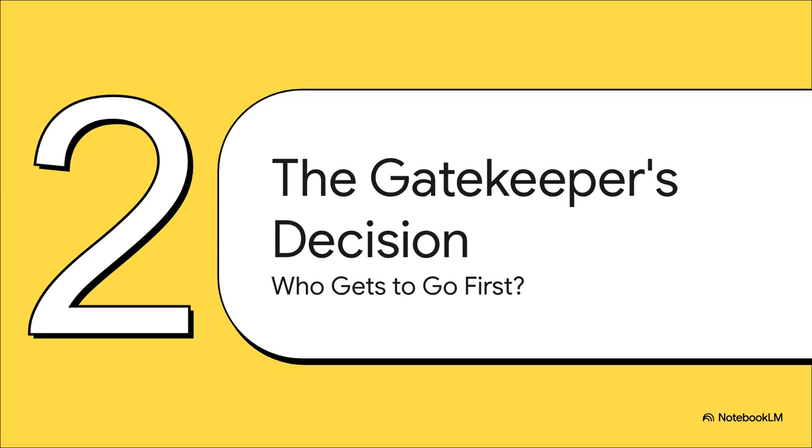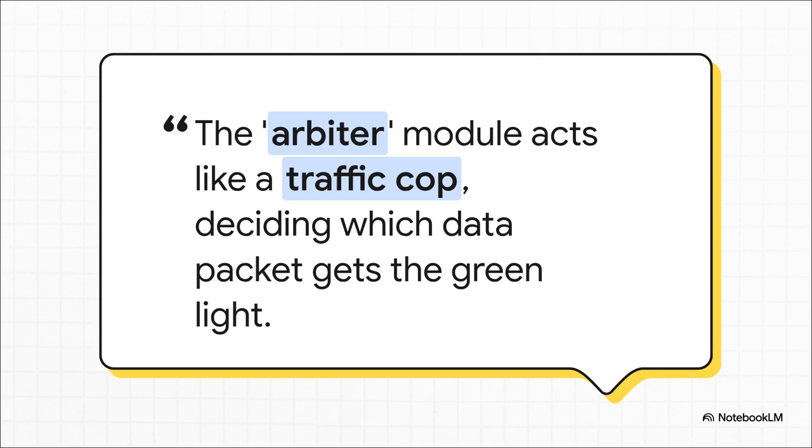All right, so our packet has basically raised its hand. But it can't just merge onto the superhighway whenever it wants. Come on, that would be chaos. Just like any busy intersection, there's gotta be a system to manage the flow of traffic. It first needs to get permission from the gatekeeper. And this gatekeeper is a piece of logic called the arbiter.